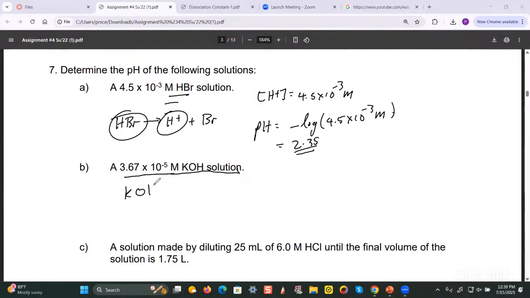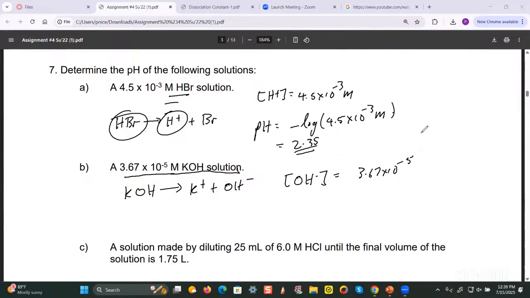which means it will undergo complete dissociation. So what does that mean? If it undergoes complete dissociation, that means that the concentration of OH minus is what? 3.67 times 10 to the negative 5. Exactly.